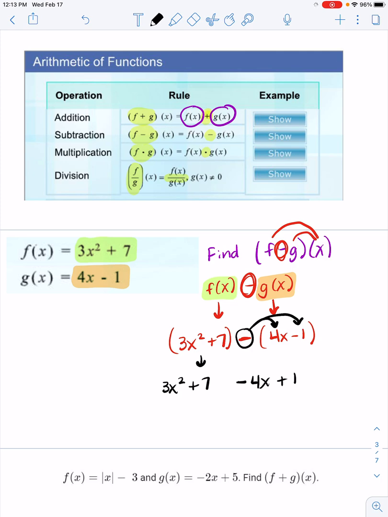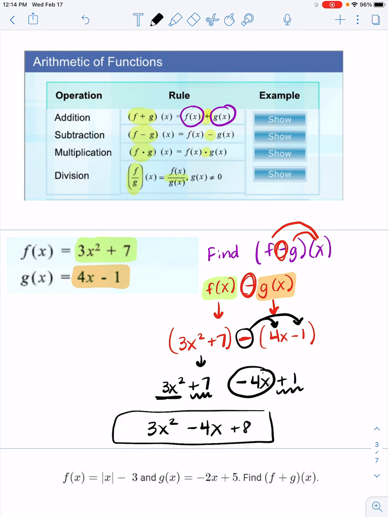And now we can combine like terms. So combine whatever you can. I'm looking at my x squared. There's no other x squared, so it's just 3x squared. Then I have a 4x. There's no other x's, so negative 4x. And then I have a positive 7 and a positive 1, which combine to be 8. So 3x squared minus 4x plus 8. That would be your final answer.